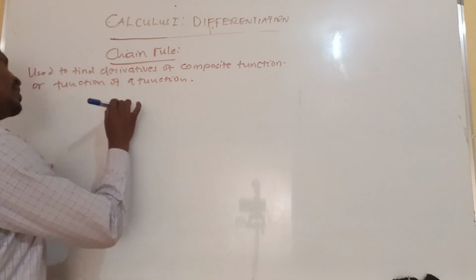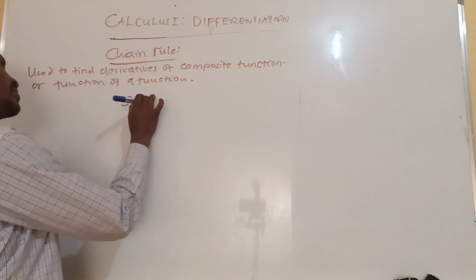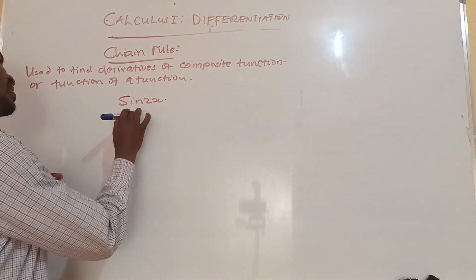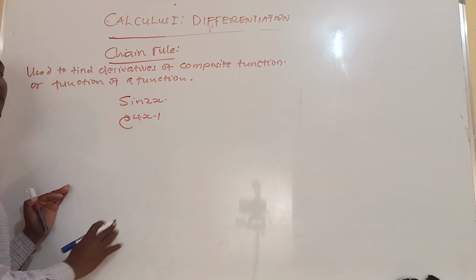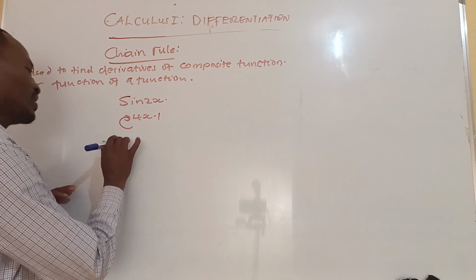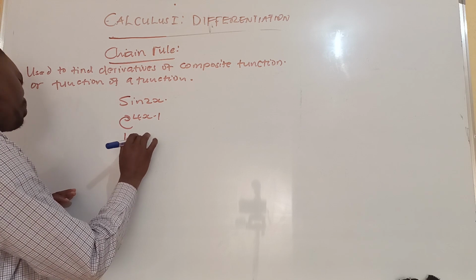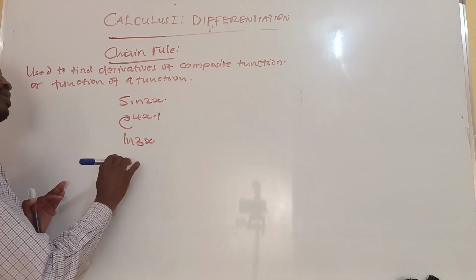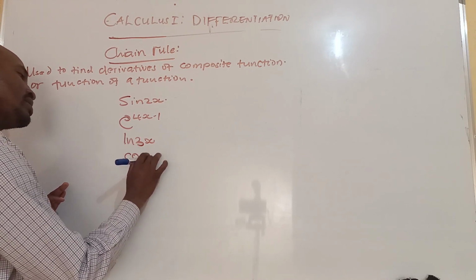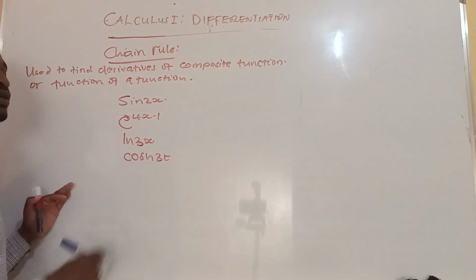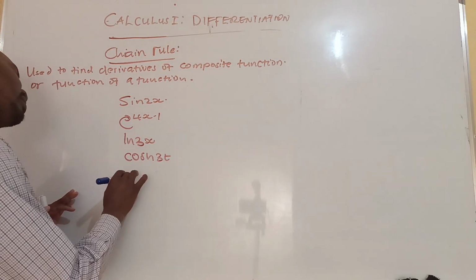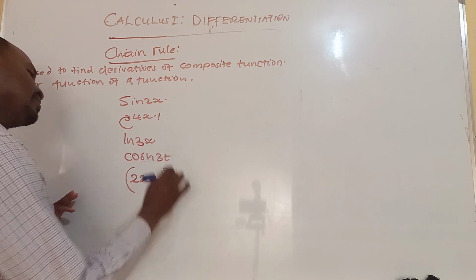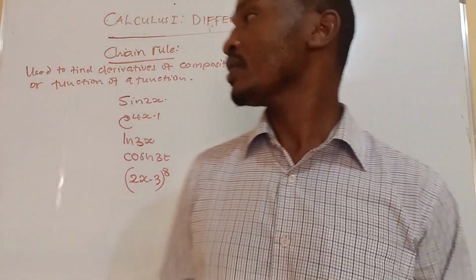For example, let's take sine 2x. This is a composite function. Exponential of 4x minus 1 is a composite function, or a function of a function. Natural logarithm of 3x is a composite function. Hyperbolic cosine of 3t is also a composite function. Something like 2x minus 3 all over 8 is also a composite function. All these are composite functions.